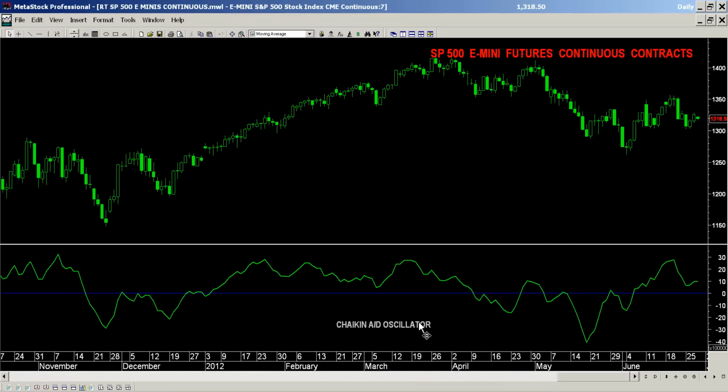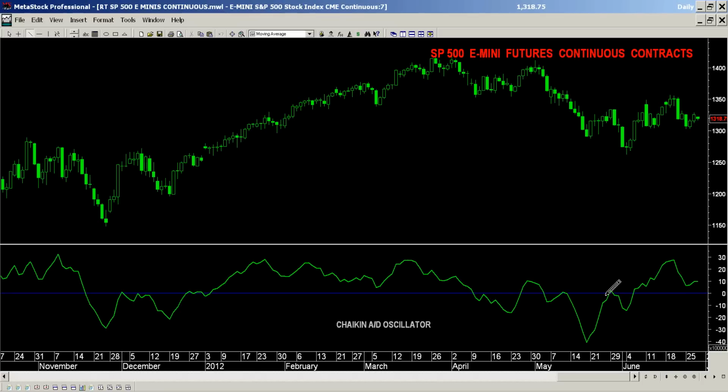The Chaikin Advanced Decline Oscillator. Fernando, should I say Fernando? Buenas noches, Fernando Ortiz. We have a situation here where we have a substantial divergence of more contracts coming in versus the chart pattern on the way down.